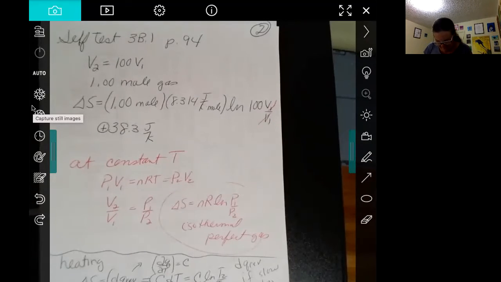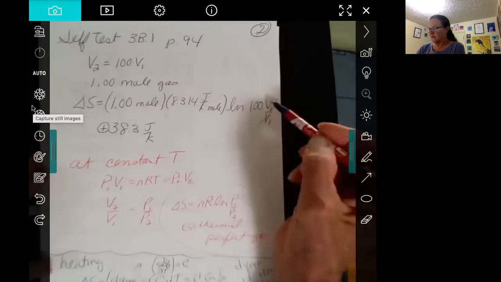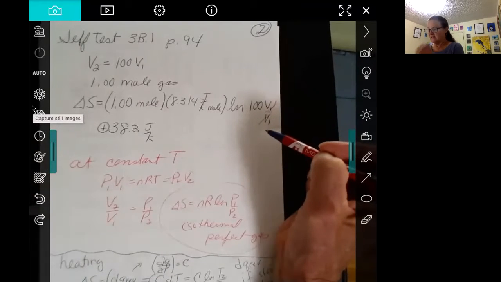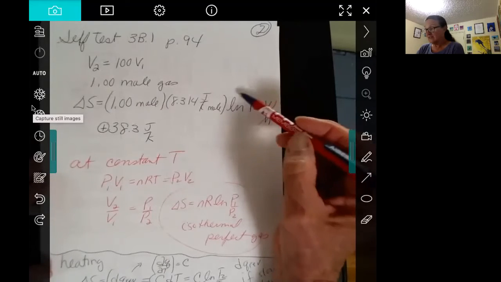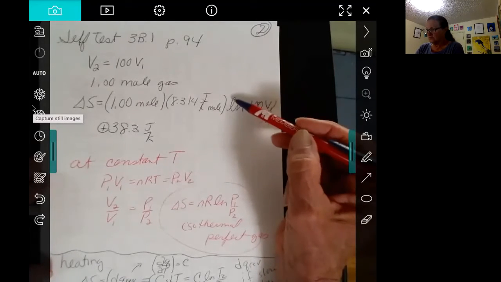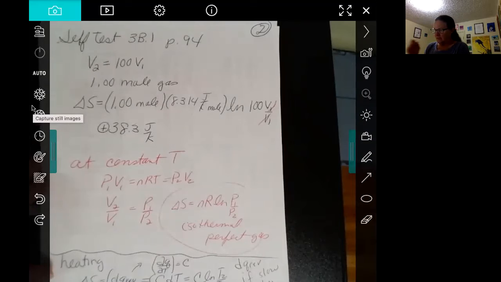So notice they didn't say it happened reversibly or irreversibly. It doesn't matter. We know the volume change, and that's all that matters in order to determine the delta S. Didn't even have to know the temperature because that canceled. It made Q bigger, and it also made the denominator bigger, but those two will cancel as we derive that equation.